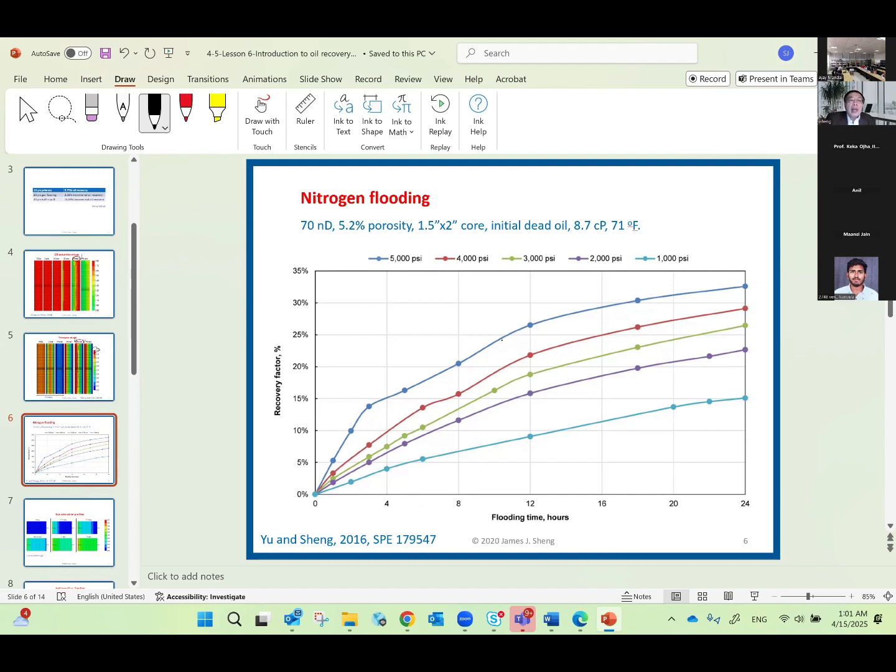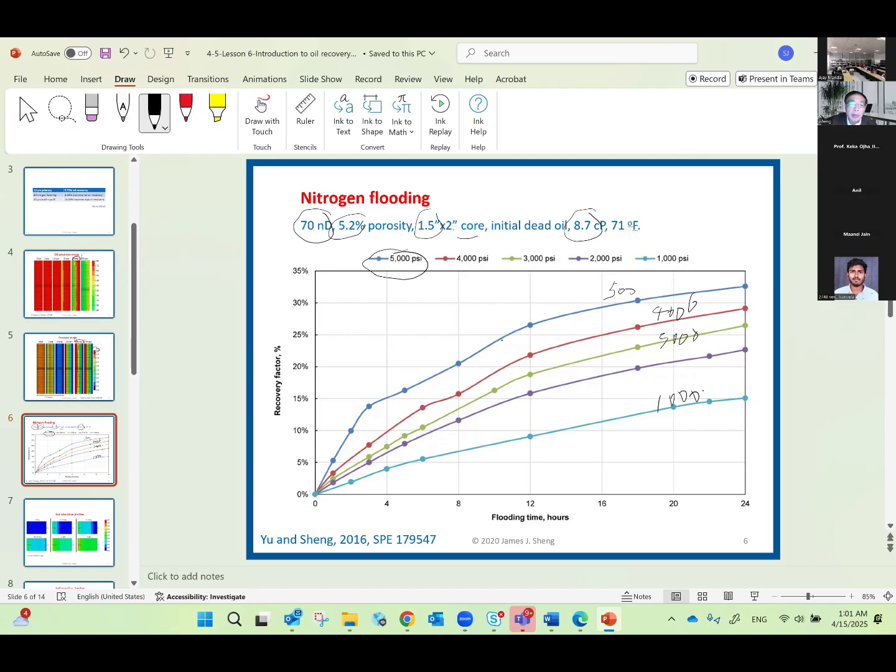Now let's look at the experiment data. In this experiment, the matrix core permeability is 70 millidarcy, and the porosity is 5.2%. The core is 1.5 by 2, so 1.5 inches diameter and 2 inches length, and the initial oil saturation density is 8.7. And see, here is oil recovery for different injection pressures. Here is 5,000 injection pressure, and here's 4,000, and 3,000, and 1,000. Okay, so PSI.